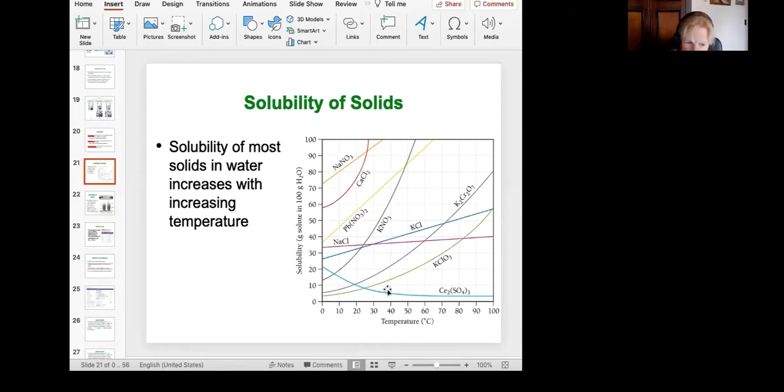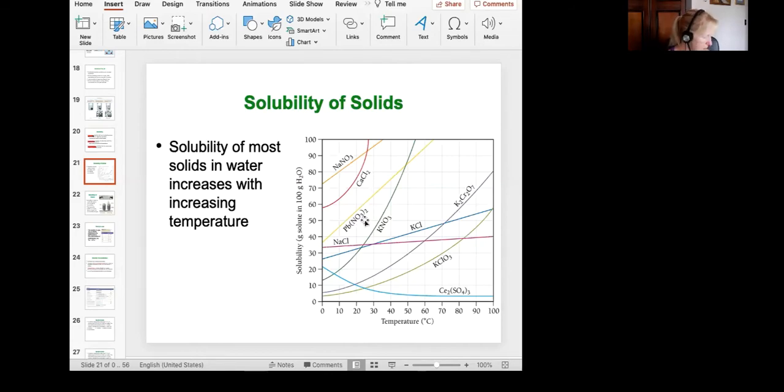There's one anomaly here, Ce2SO4, and this is a transition metal. And so transition metals are typically the problem children of the periodic table, and so they don't always follow our periodic trends. But as you can see here, when we look at group 1A metals, group 2A metals, even some of our heavier main group metals like lead and calcium, these are going to follow that general trend. So we can say more often than not, if you have an ionic compound that's going to go into solution, increasing the temperature is going to increase the solubility of that solid.